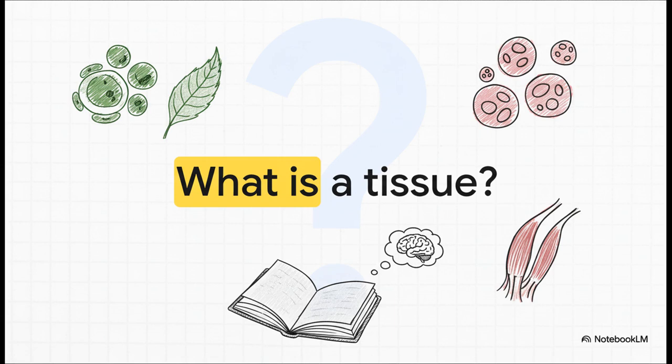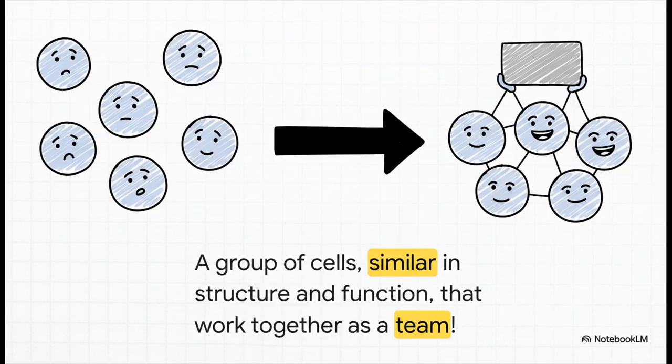The most important one. What is a tissue? Come on, you know this. Think back to our school example. I'll give you a moment. Yes, that's it. It's a group of similar cells working together as a team to do a special job. Perfect. If you write that in the exam, full marks are guaranteed.